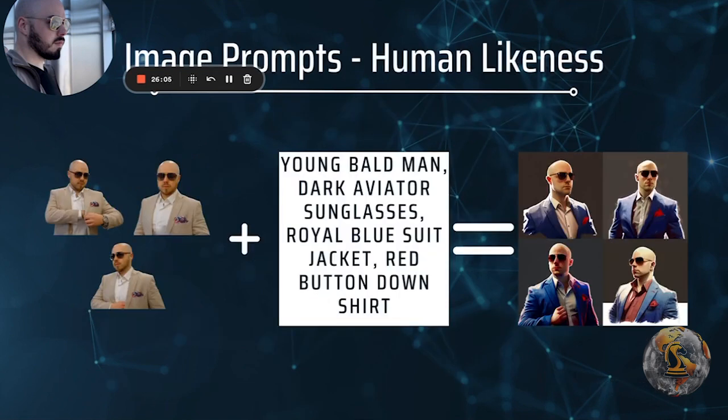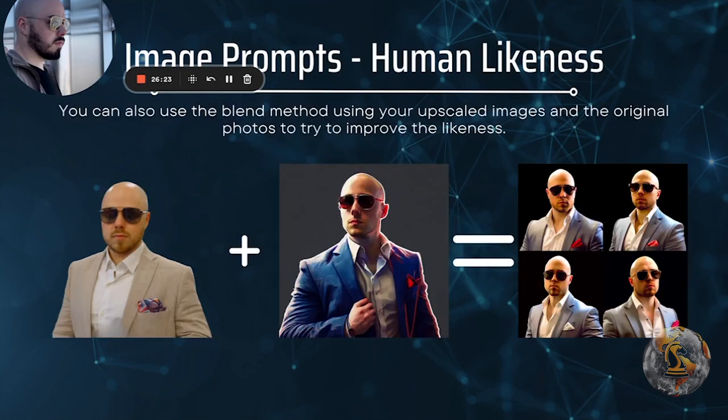So, human likeness: young bald man, dark aviator sunglasses, because obviously that's the standard, royal blue suit jacket, red button down shirt. Look at the image right there. That is awesome. So we took the image on the left and we added in the text prompt, and then boom, we got that right there. Human likeness: you can also use the blend method using your upscaled images and the original photos to try to improve the likeness. So we combined both of those and we recreated it into that image.